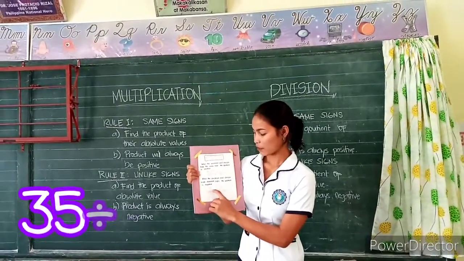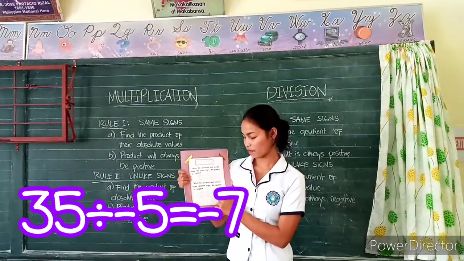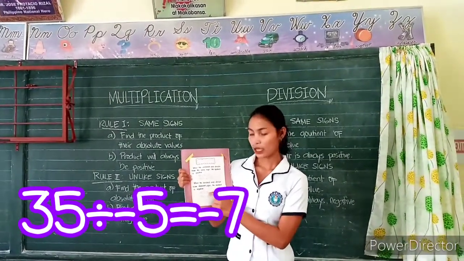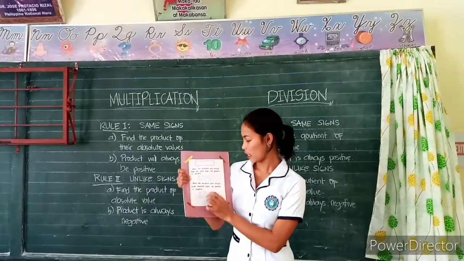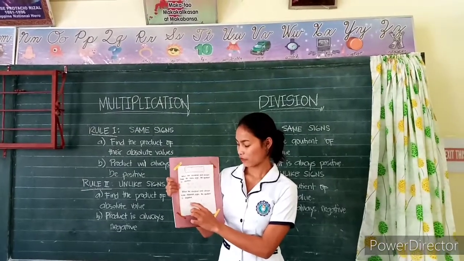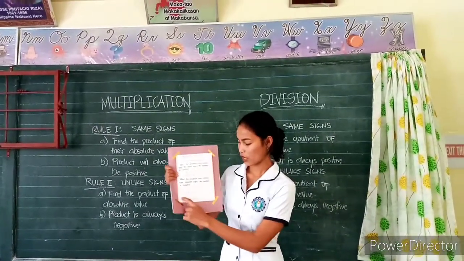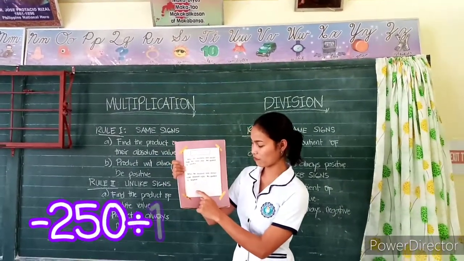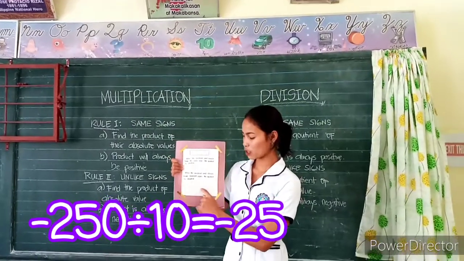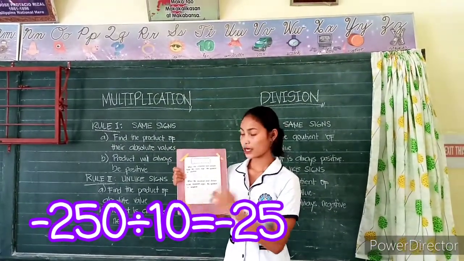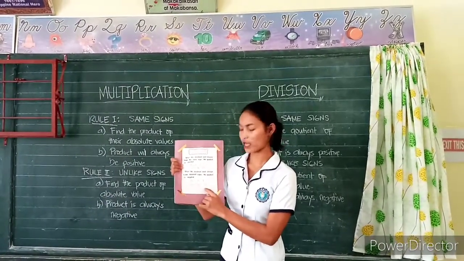Here, 35 divided by negative 5 is equal to negative 7. It is negative because, as you can see, 5 is negative and it is the divisor for 35. 35 divided by negative 5 is negative 7. For another example, negative 250 divided by 10 is equal to negative 25 because both the numbers are not the same. The other one is negative and the other one is positive. That is why the answer is negative.